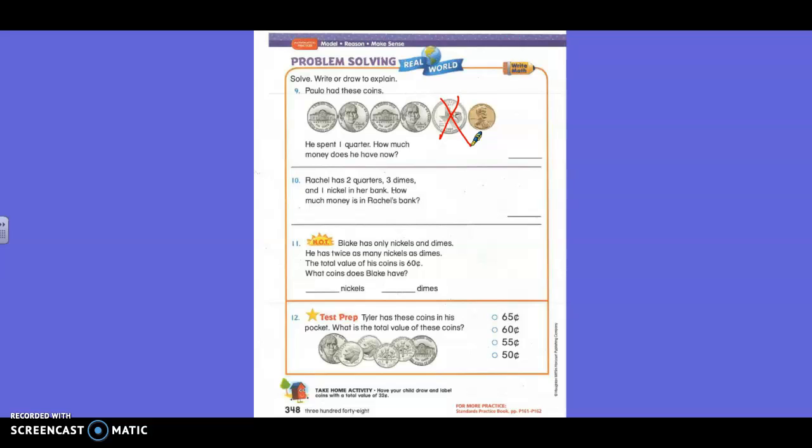Okay? That's not a quarter that you crossed out. That is a nickel. If you crossed out this first one, that is not a quarter. That is a nickel. This is the only quarter that there is.